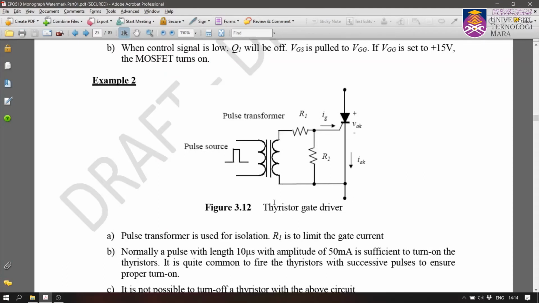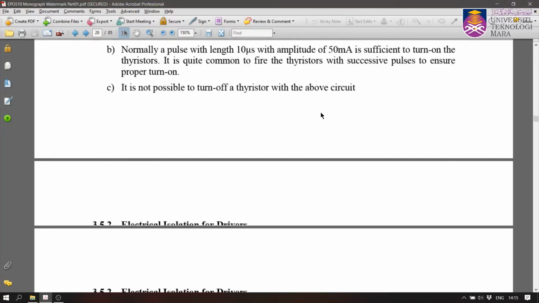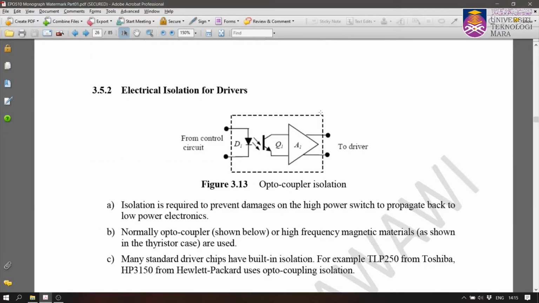For the thyristor here, we use this pulse transformer again, so that you can give a high current here to trigger the anode and control the thyristor. Yeah, all right. And one more thing, we also need the electrical isolation drivers.